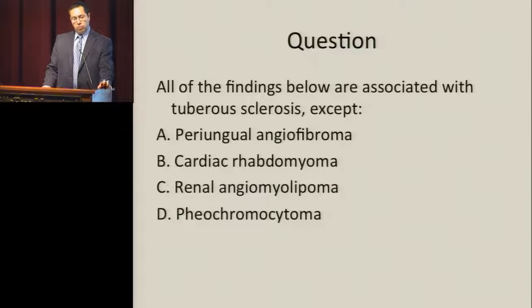So, next question. All of the findings below are associated with tuberous sclerosis, except periungual angiofibromas, cardiac rhabdomyomas, renal angiomyolipoma, and pheochromocytoma.